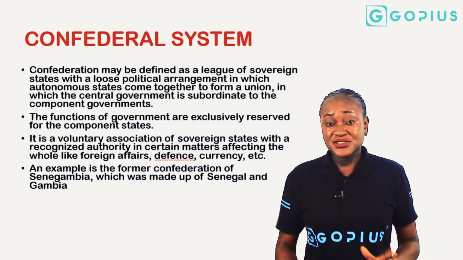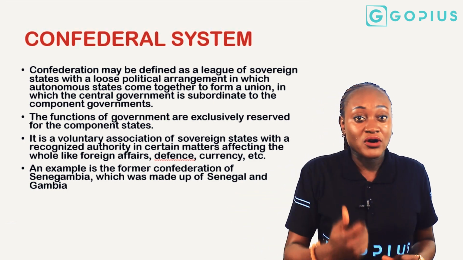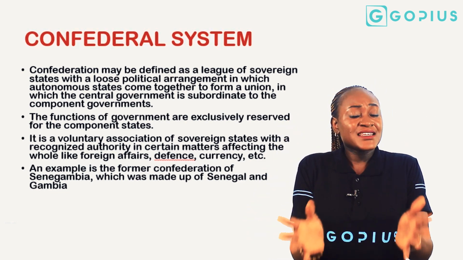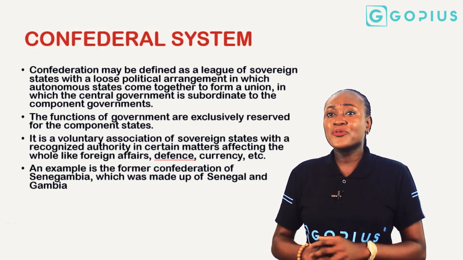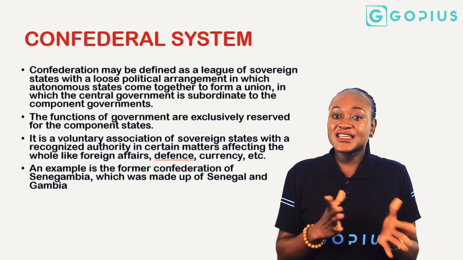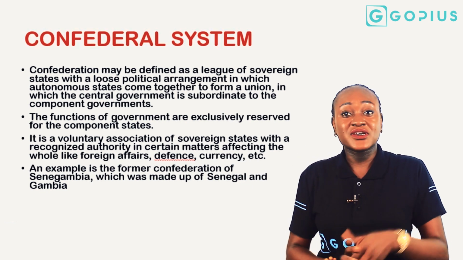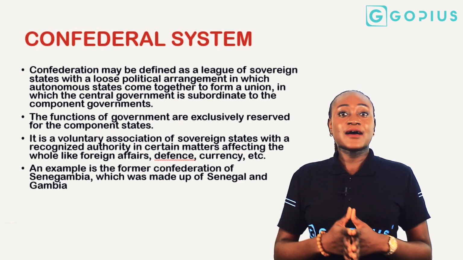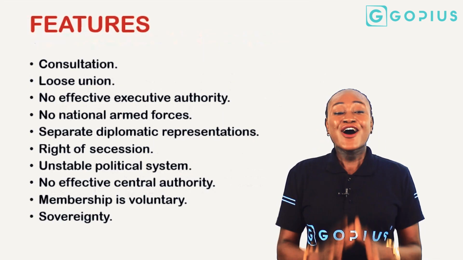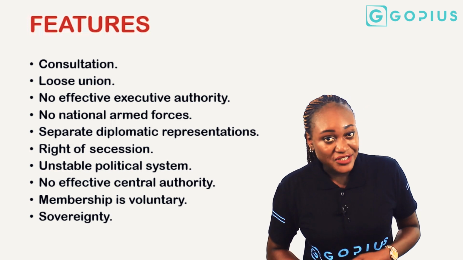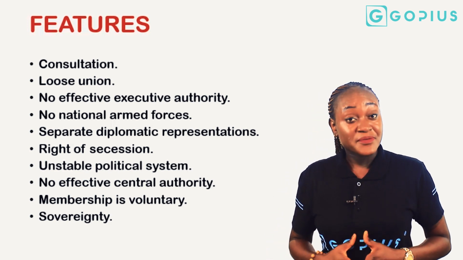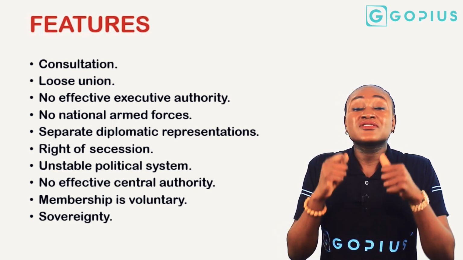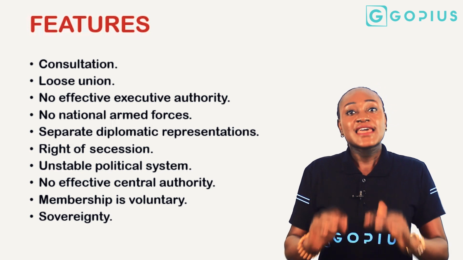Now, it is a voluntary association, so no one compels anyone to come in. It's a voluntary association of countries, and then the center is very weak. An example is the former Confederation of Senegambia. That was a relationship between Senegal and Gambia, which brought about a confederation of Senegambia. What are the features of this system? Consultation. Yes. So for any decision to be made, all the component parts must be consulted, and there must be consensus before that decision can be reached.